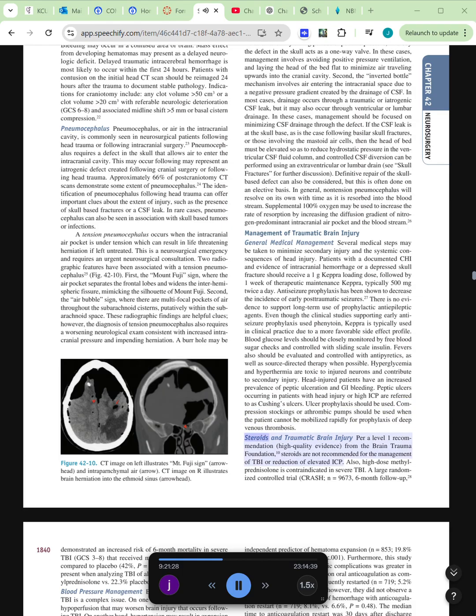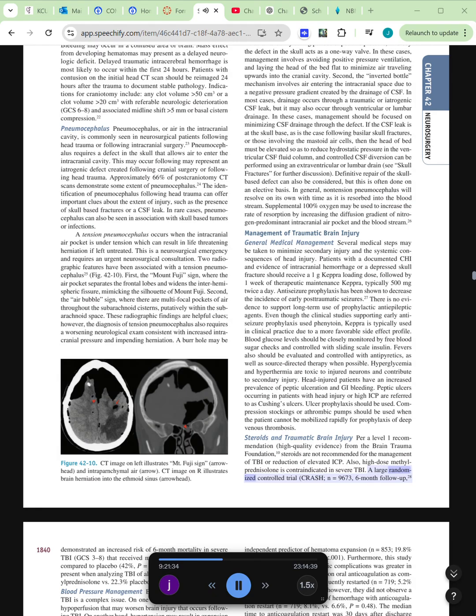Steroids and traumatic brain injury: per a level 1 recommendation, high quality evidence from the Brain Trauma Foundation, steroids are not recommended for the management of TBI or reduction of elevated ICP. Also, high dose methylprednisolone is contraindicated in severe TBI.